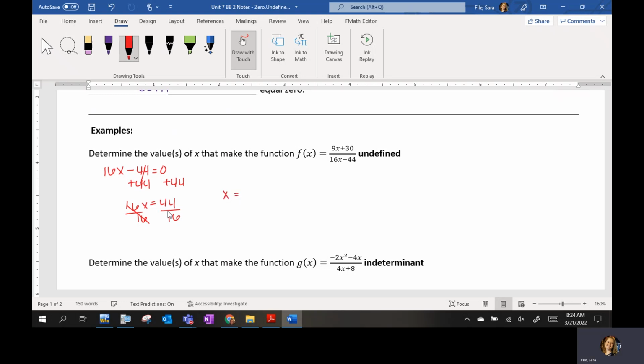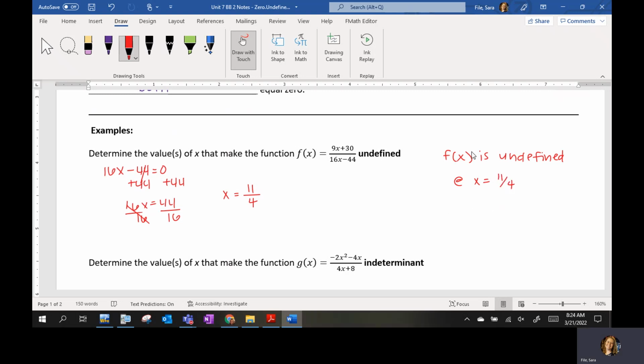Okay, and then reduce. 44 over 16, that will reduce definitely by 4s. That would be 11 over 4. So x equals 11 over 4. That is where this function is undefined. So I'm going to write that out. F of x is undefined at x equals 11/4.